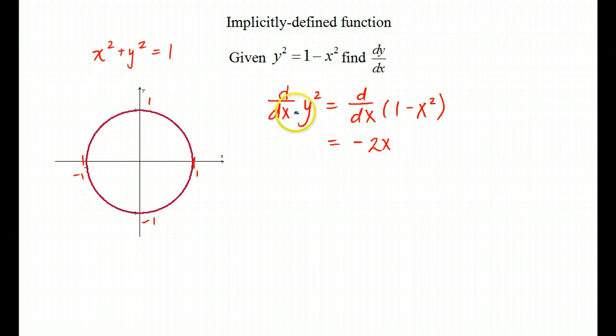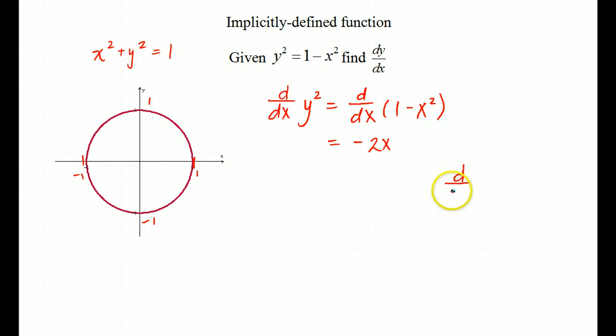The left side is a little bit different. So I don't just have d dx of y, which is dy dx. I have the derivative with respect to x of y squared. What I have here is really a composition of functions, so I have to apply the chain rule. But it's not so obvious why. So off to the side here, we'll explain why, and then we'll go back to this example.